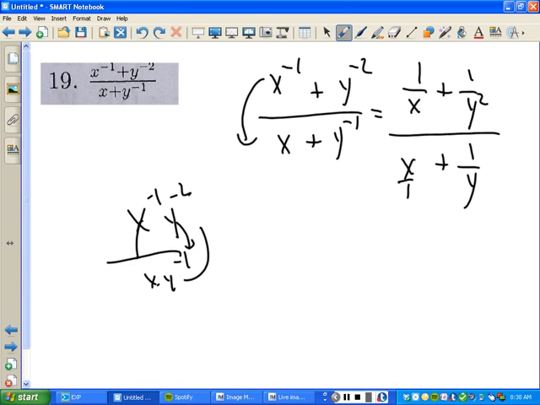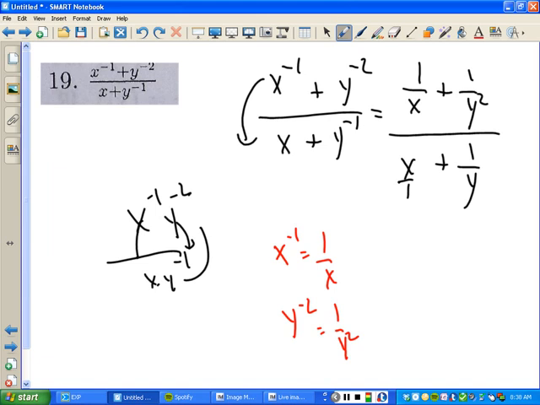Now, what's your common denominator? Whoa, there's a question. Yes. I moved them. X to the negative 1 is 1 over x. Y to the negative 2 is 1 over y squared. Of course. So that's how. If it's on top, it goes to the bottom. If it's on bottom, it goes to the top.